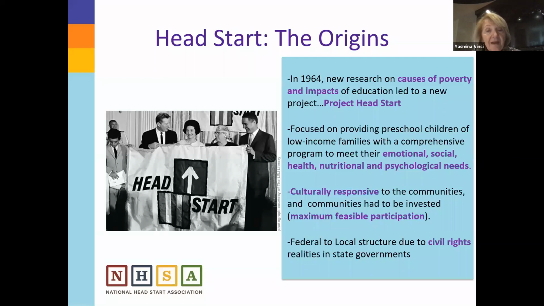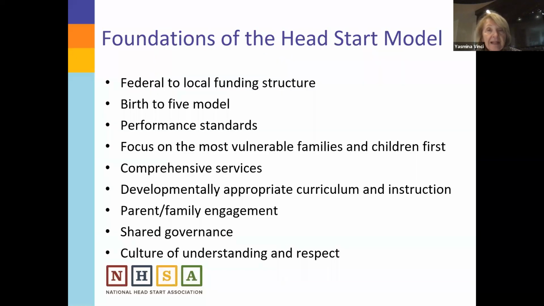The funding is a federal to local structure because at the time of Head Start's beginnings, there were some issues in state government about the equitable distribution of funds. This Head Start model, and I think Sarah has already referred to it in the introduction, the federal to local funding structure is really important because there is a uniformity of standards and expectations for quality and expectations for the program. It's called performance standards. And so that's being uniform around the country in all the communities.